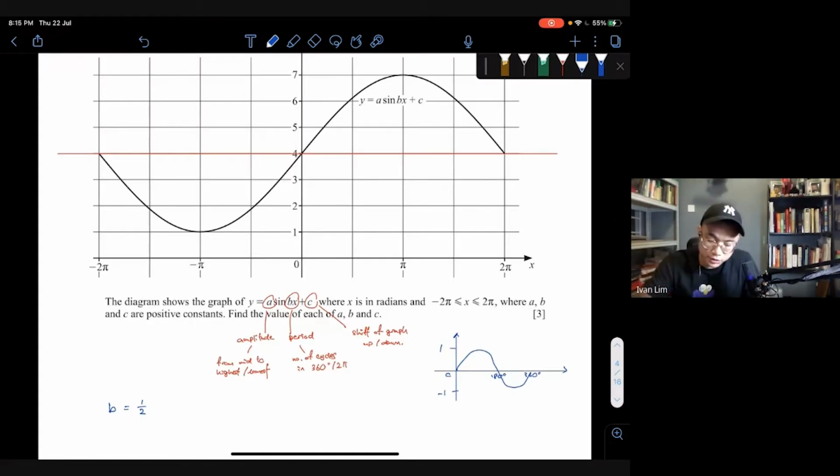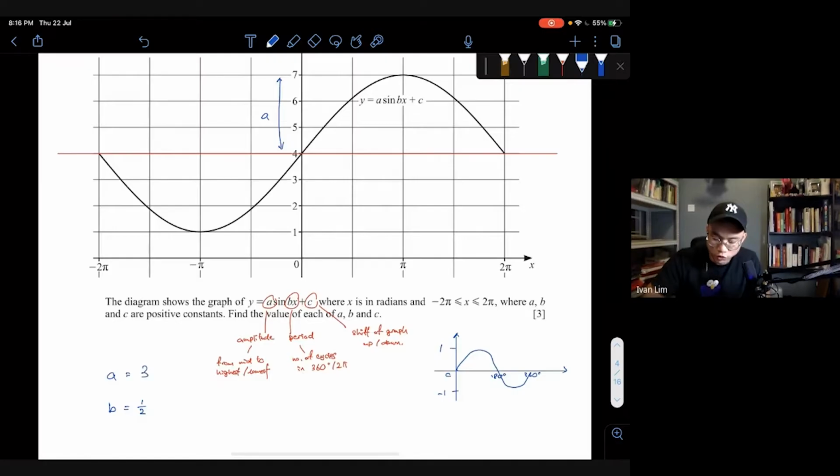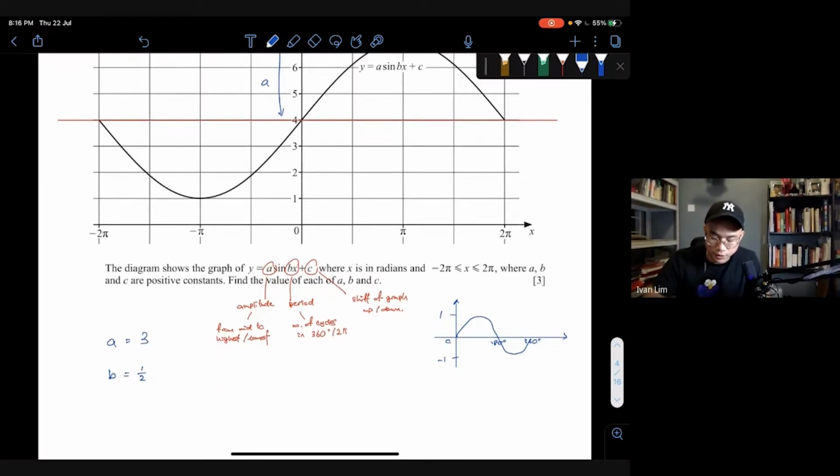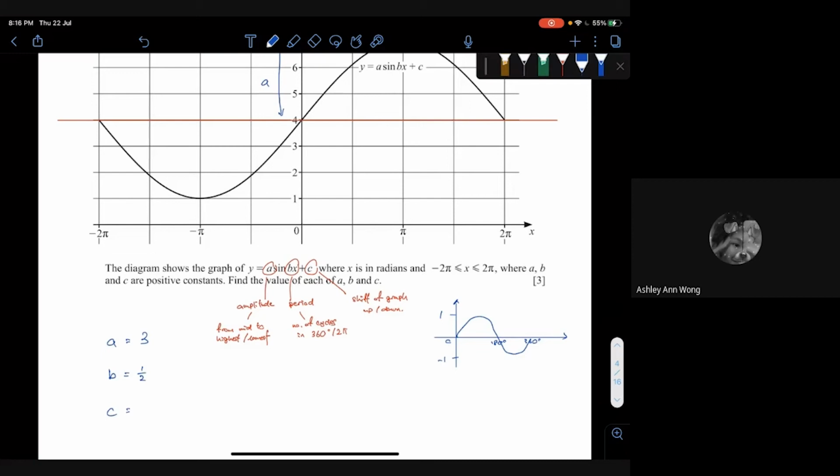Then you look at A. A is your amplitude, so this is your distance from the middle to your highest point or your lowest point. So you just look at one of them. 4 to 7, 7 minus 4 will be equal to 3. And then B will be half, because I only have half a cycle in 360 degrees right now.